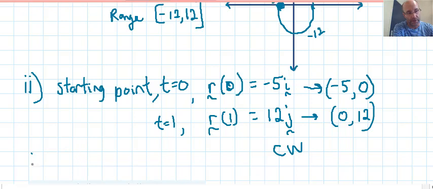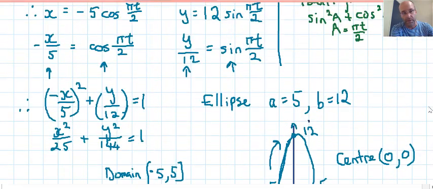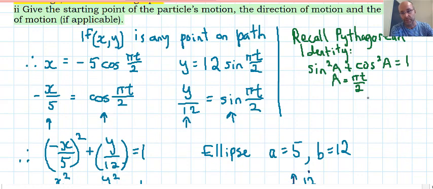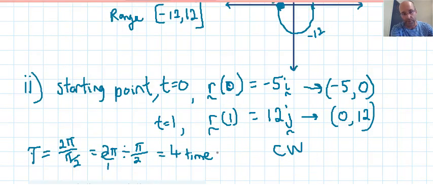So it is periodic. We have T is 2 pi over b, and you can see from the given equation the parameter b was this part here, which is pi on 2, and that equals 4 time units when the b parameter is pi on 2.